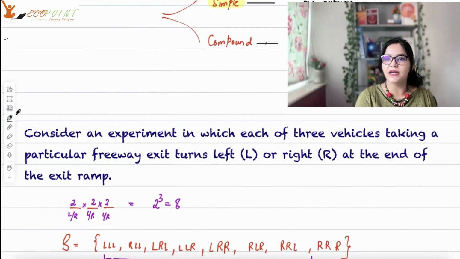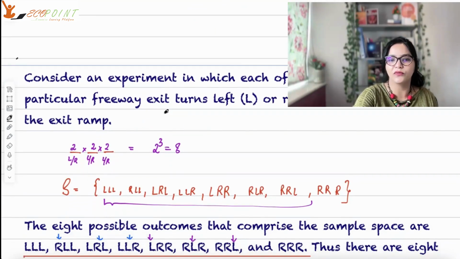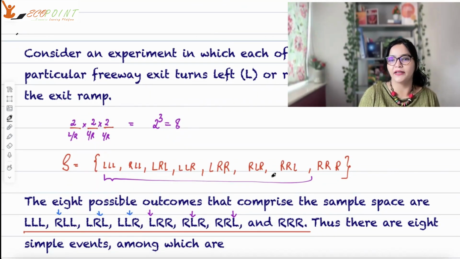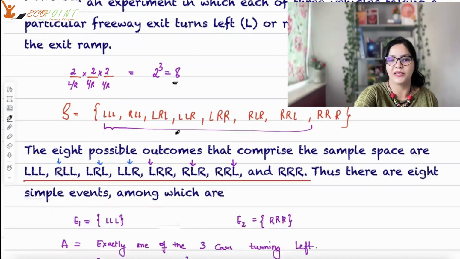With that, we started our probability and we started creating sample space for certain experiments. For example, out here, consider an experiment in which each of three vehicles taking a particular freeway exit turns left or right at the end of the exit ramp. So how many possibilities are there? Since there are three vehicles, it could be right, left, and so on and so forth. So all possible combinations of left, right in three positions you have to mention. So of course there will be 8 such outcomes, and 8 is the number of outcomes that you will have in your sample space.